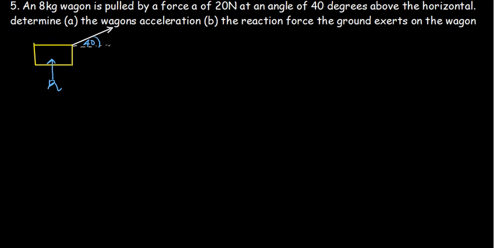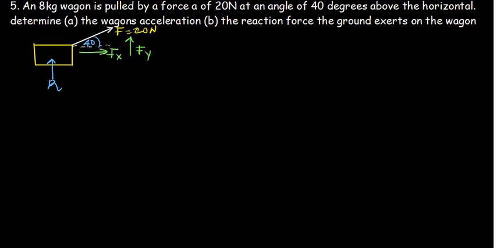An 8 kg wagon is pulled by a force of 20 newtons at an angle of 40 degrees above the horizontal. Determine the wagon's acceleration. Now, we are pulling this by a force of 20 newtons above the horizontal. Whenever you are pulling something at a certain angle, the force with which you are pulling it is broken into components. We are going to have the x component and also the y component.